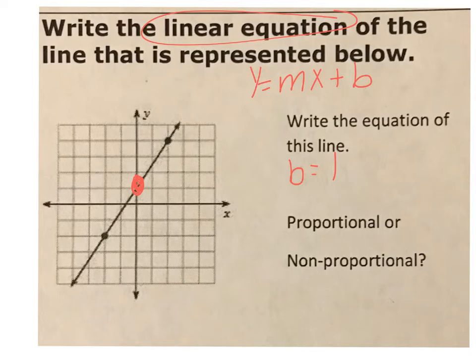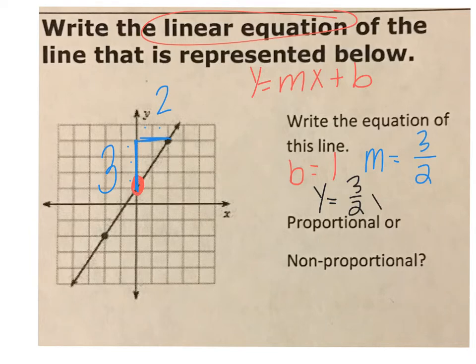Then I figure out my slope. My slope is just my change in y, how much it goes up, over change in x, how much it goes over. So I just count. This is 1, 2, 3. That's my change in y, and then my change in x is 1, 2. So my m is 3 over 2. Then all I need to do to put that into an equation is y equals 3 over 2x plus 1. And that's the linear equation for that line that is graphed.